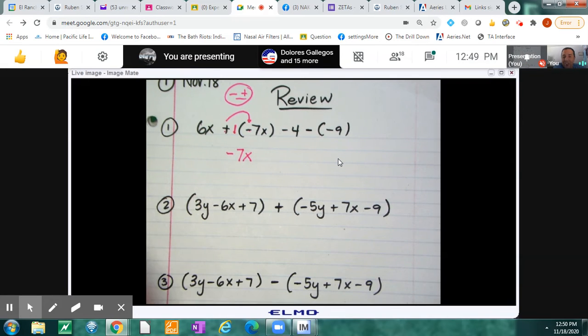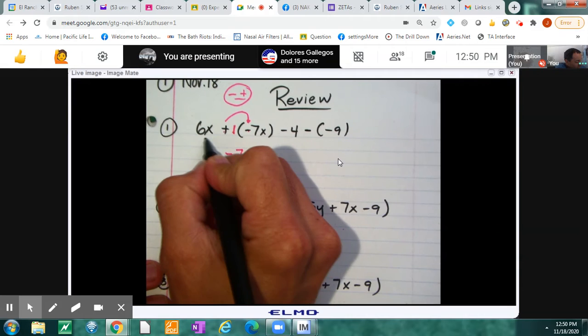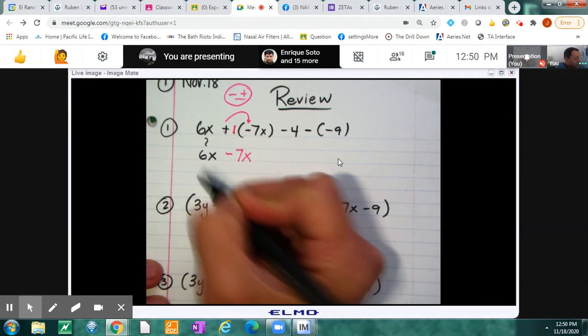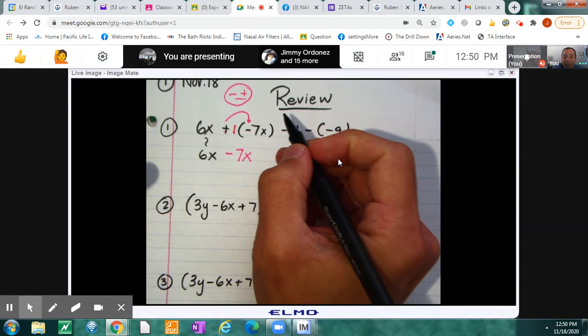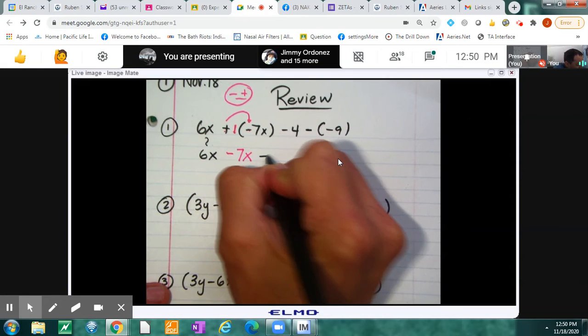But what happens to the 6x? I just drop it down, okay? What happens to the minus 4? Well, there's no parentheses, so I just drop it down.